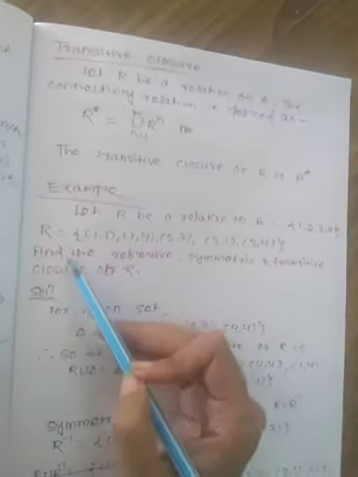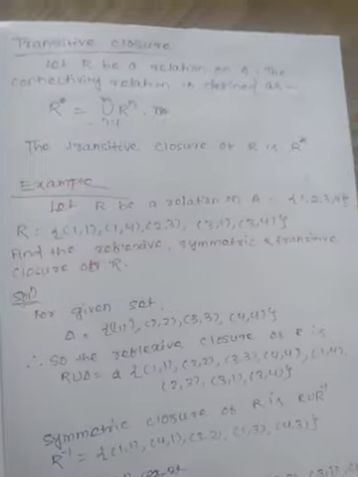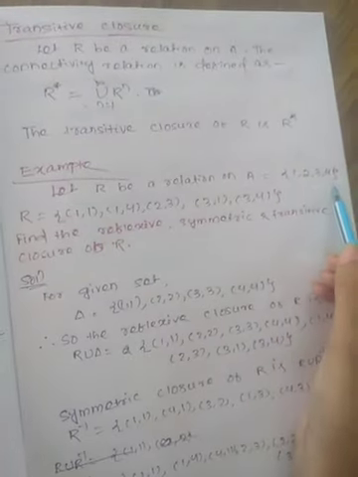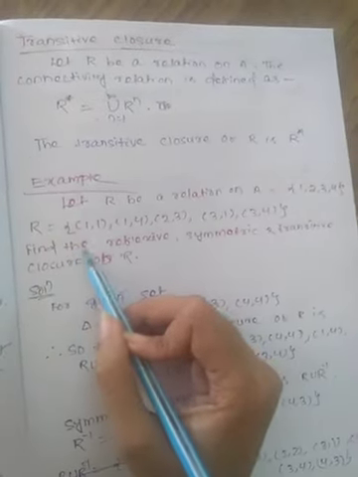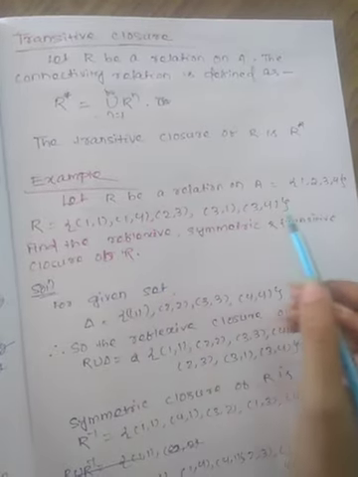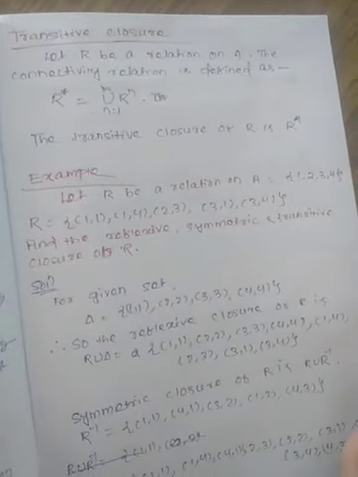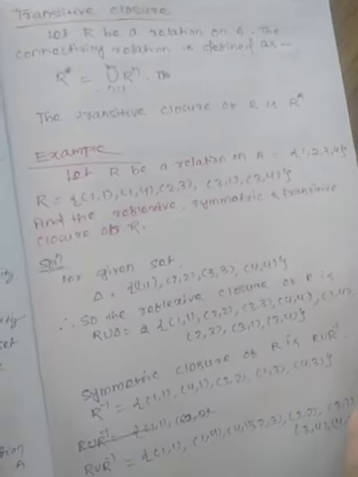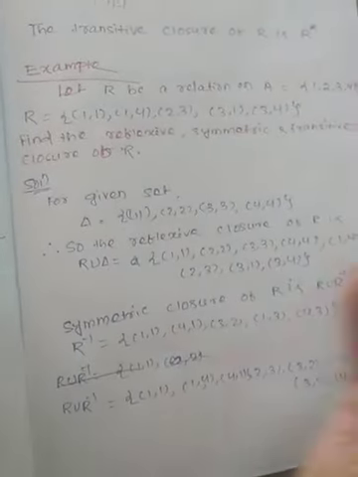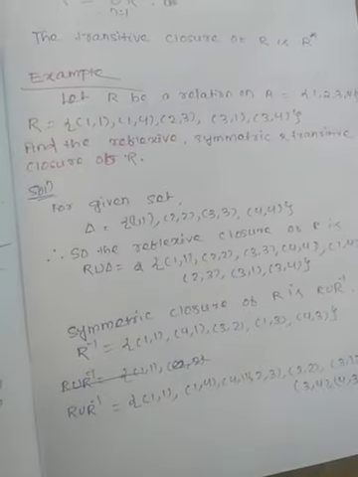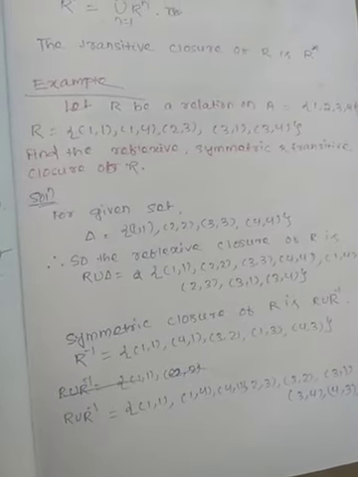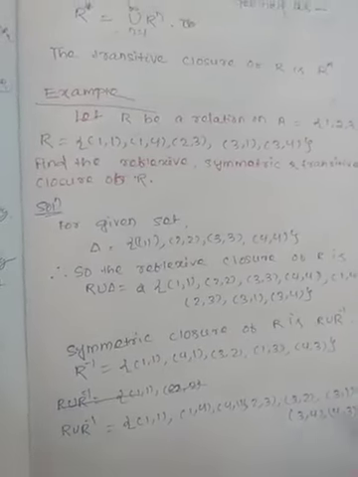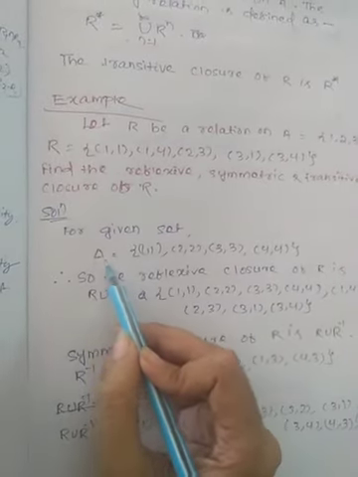देखो, here I have an example that A is {1, 2, 3, 4} and the relation given is (1,1), (1,4), (2,3), (3,1), (3,4). So I have to find out the reflexive, symmetric and transitive closure. So how to find out? In order to find out the reflexive closure, I have to find out the diagonal relation, right?